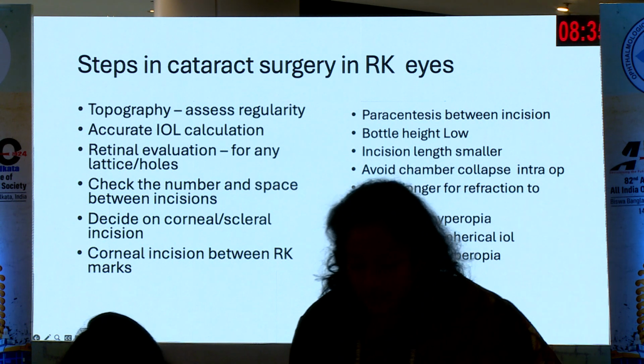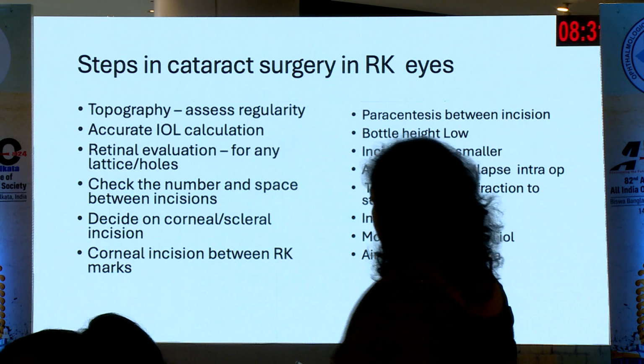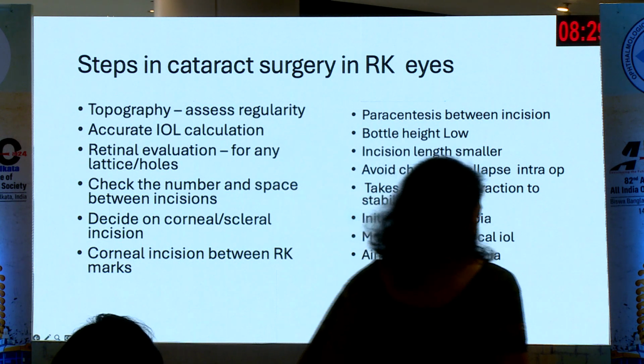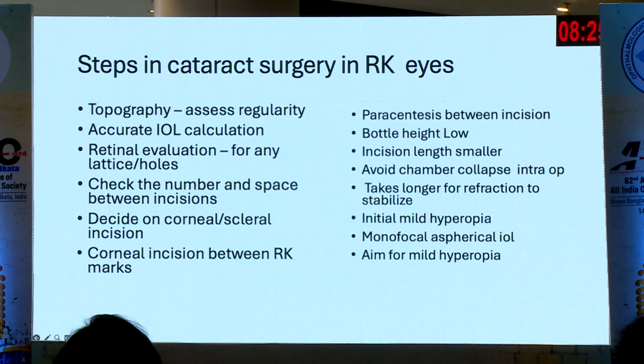If your topography is regular in the center, you know you're going to be close to the intended target. But if you have a decentered flattening, then whatever you're doing is a hit or a miss kind of a calculation, and you need to be aware of that and tell the patient subsequently. And if it is like what Sagar showed in terms of an irregular decentration, then you might even consider regularizing it with some kind of a laser ablation and then planning for a cataract surgery.